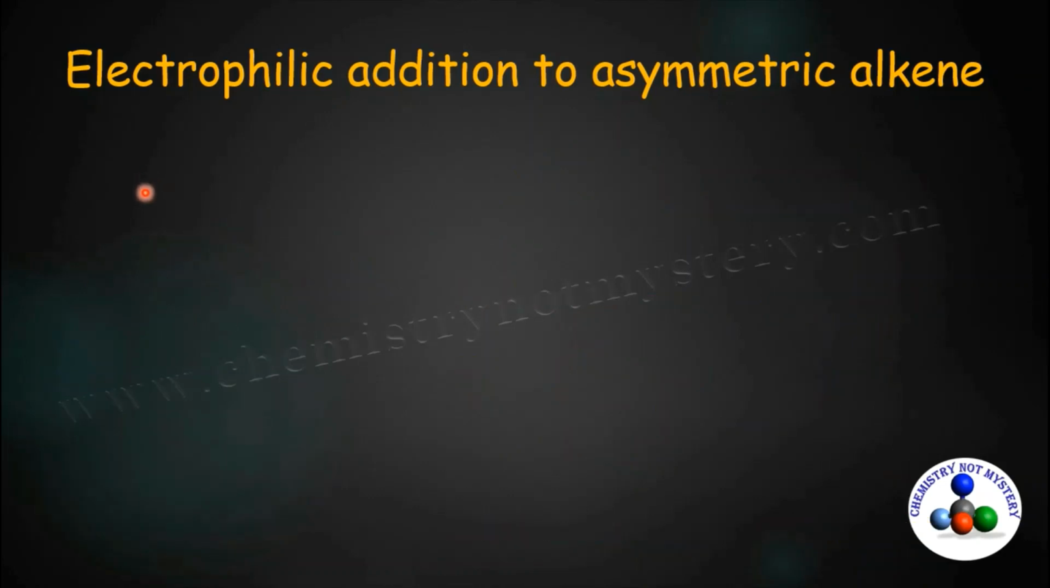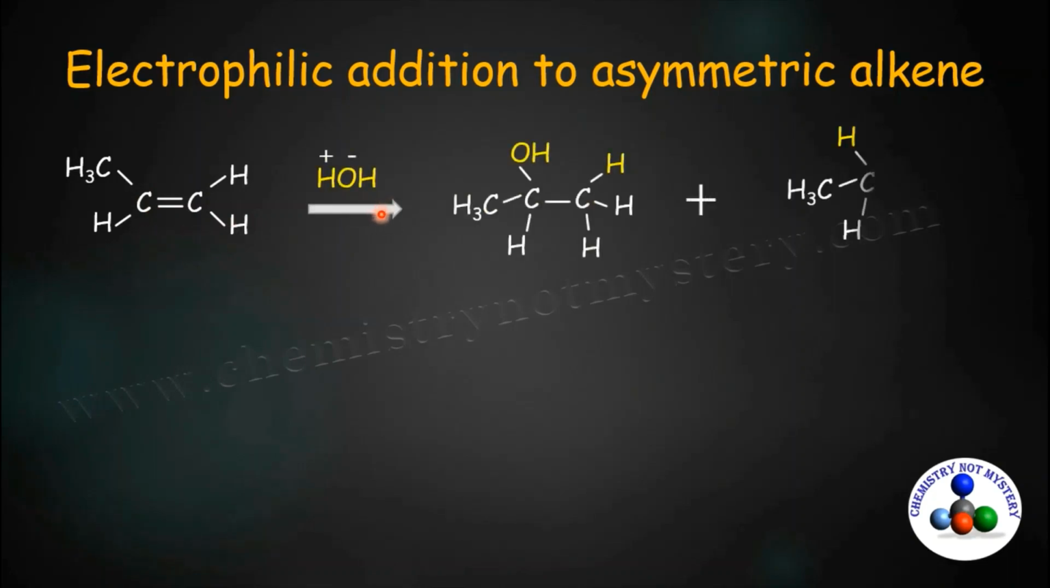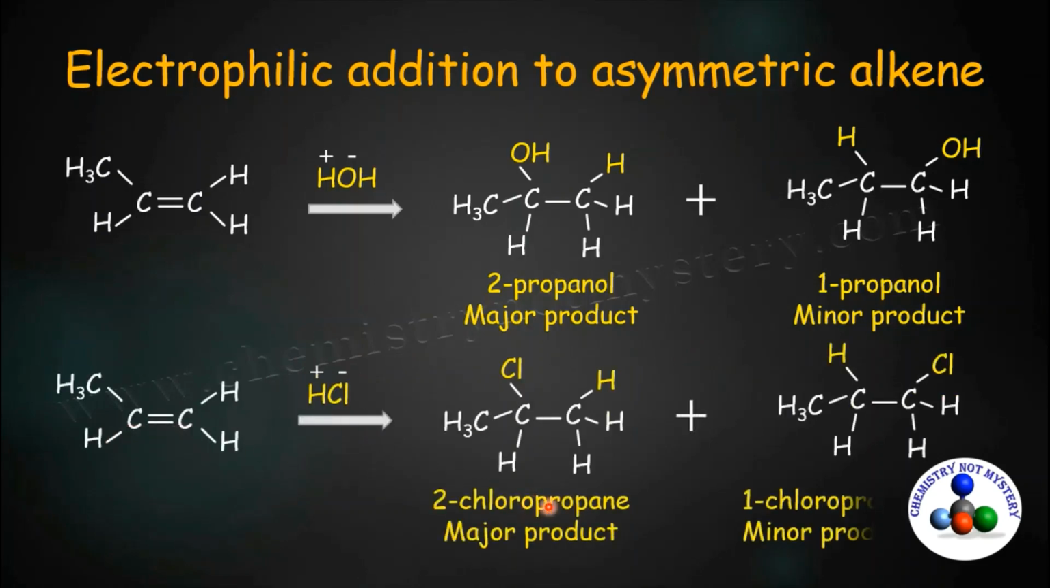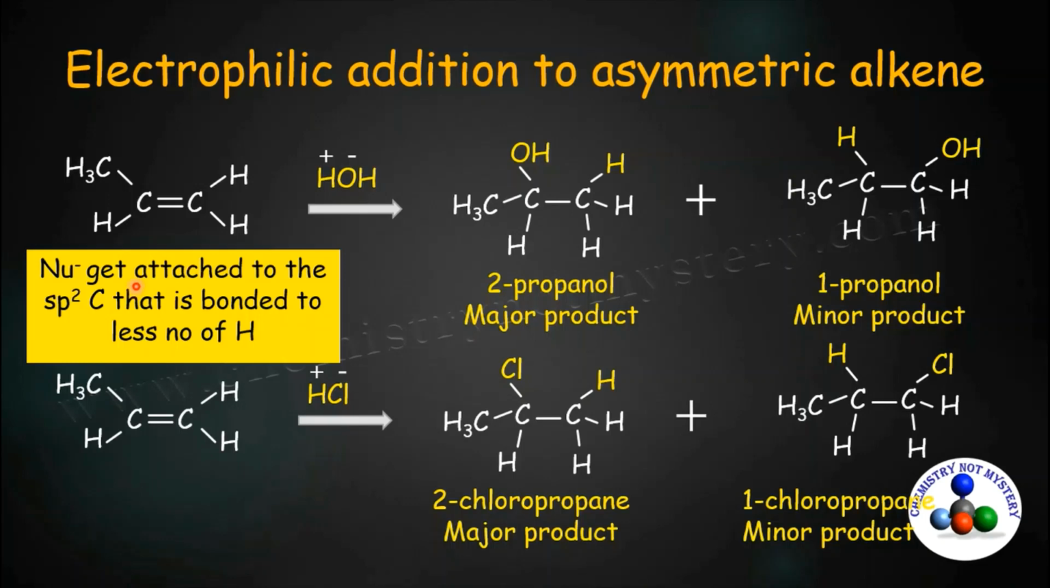So let's compare the products of electrophilic addition to asymmetric alkene. As we have taken the example of propene and added a water molecule to it, we have got 2-propanol as the major product and 1-propanol as the minor product. And when we added an HCl molecule to the propene, we have got 2-chloropropane as the major product and 1-chloropropane as the minor product. Here when you observe, the negative part or the nucleophile gets attached to the sp2 hybridized carbon that is bonded to less number of hydrogen.